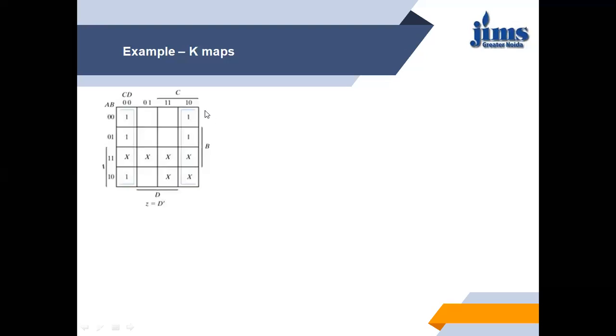When we make a pair, we have this 4 and this 4, which combinedly make an octet. When we move across this column, the value of AB is changing. When I'm moving from this column to this column, the value of C is changing, but D is constant, and the value of D is 0. That means Z equals D bar.